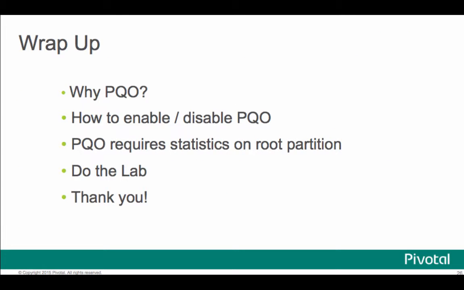So to wrap up, big data, complex analytical queries, and BI tools pose immense challenges for query planner optimizers. PQO was built from the ground up to tackle this challenge. PQO can be enabled or disabled at the cluster or instance level using gpconfig if you're the DBA, at the DB level, or at the session or query level. And PQO requires statistics on the root partition for partitioned tables. The analyze DB command is really good for this.